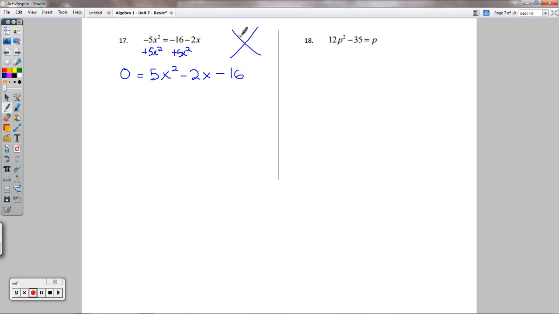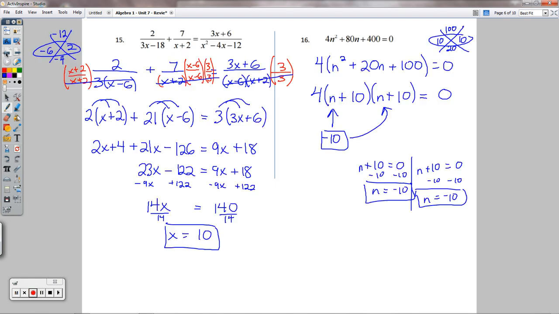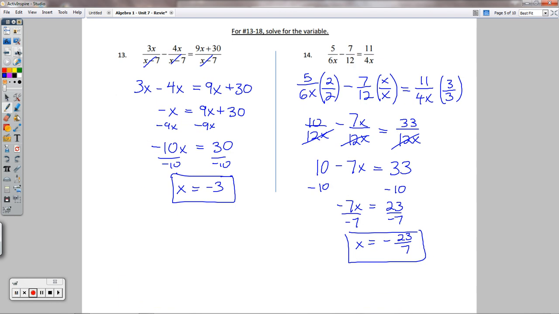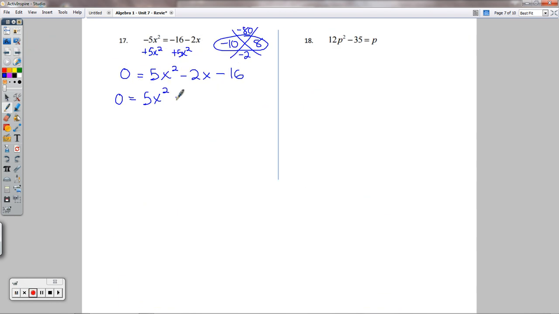5 times negative 16, that'd be negative 80, and then negative 2. It looks like it's going to work because you've got negative 10 times 8 would give you the right combination there. So this would be 0 equals, and then you split that middle term up into 2 parts, just like we did back here with 9 through 12. So we're doing the same thing we did here, except now it actually equals something. Now we're solving. So you've got minus 10x plus 8x if you write them in the order they are here.